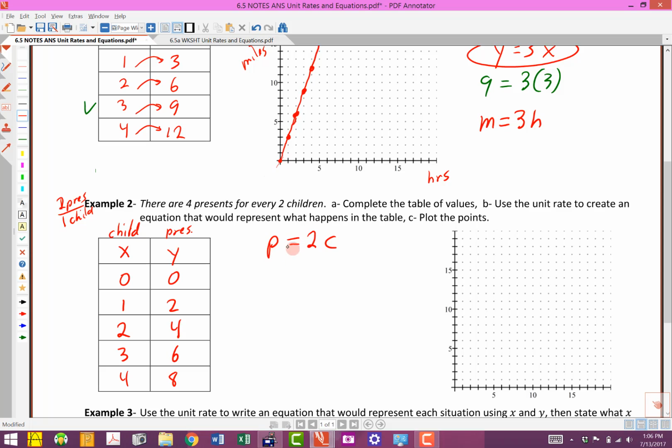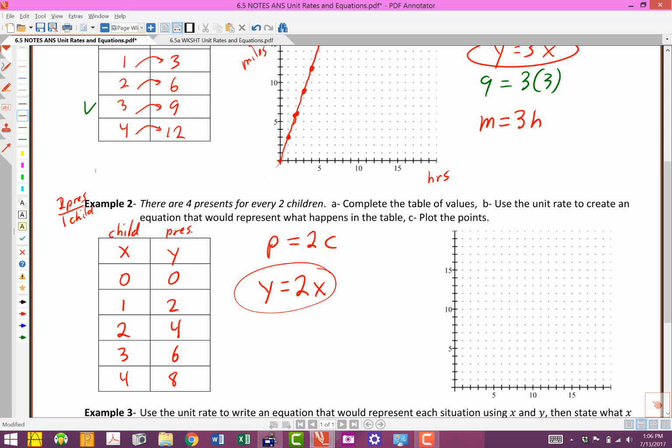So if we wanted to write it with an x and a y, y would represent presents. 2 would be the number that we're multiplying by, and x would be whatever this variable is right here. So either one of those is fine. I'm going to leave it like this. And then it says go ahead and graph these.